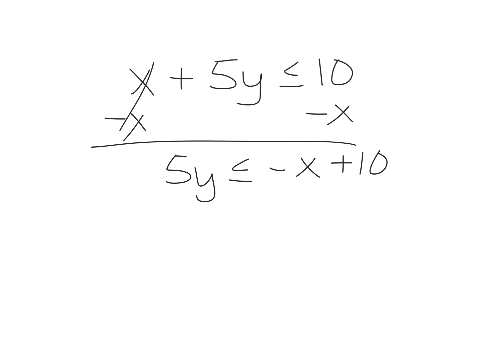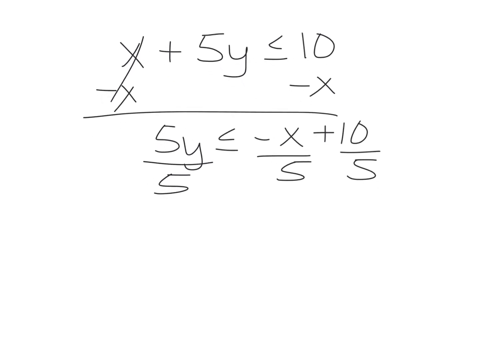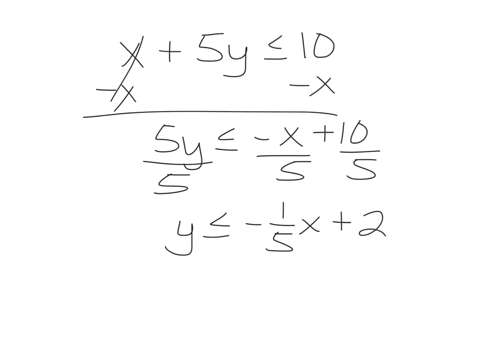So, yep, it's in that form. We want y equals mx plus b. What would be my last step to get y by itself? Divide by 5 to everything. So what am I left with? Y is less than or equal to negative 1 over 5 x plus 2. Yep.